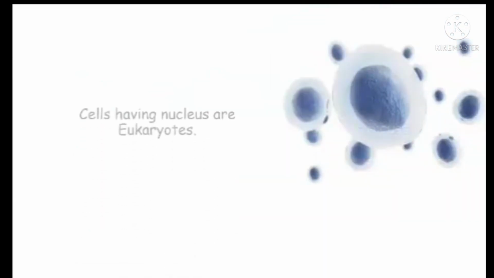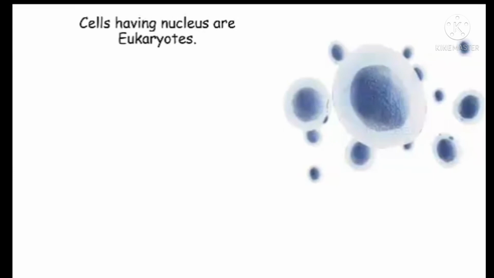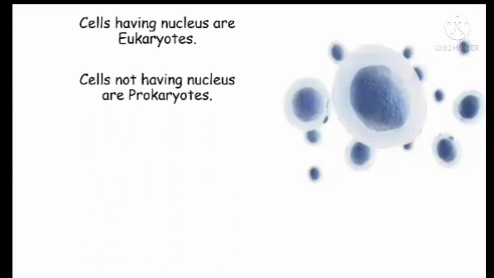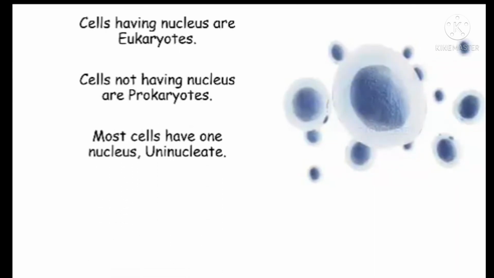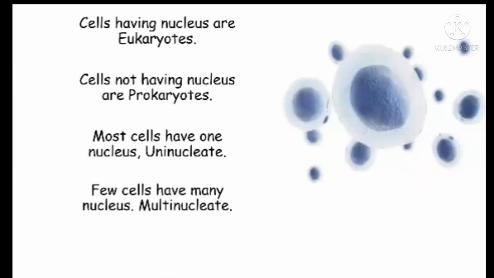The nucleus is very important for the cell. The cells that have a nucleus are called eukaryotes. The cells that do not have a nucleus are called prokaryotes. The cells that have one nucleus are called uninucleate, and the cells that have many nuclei are called multinucleate.